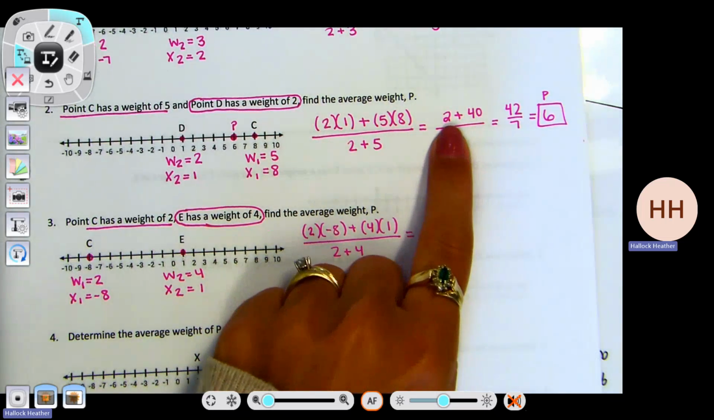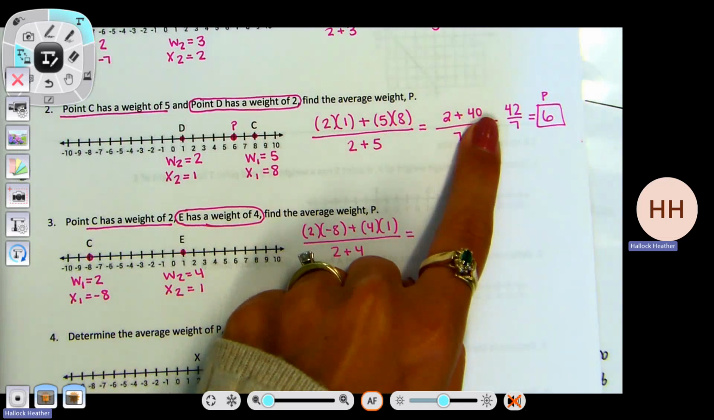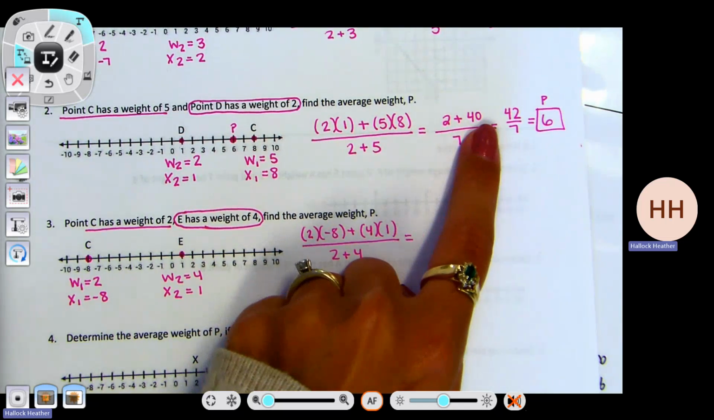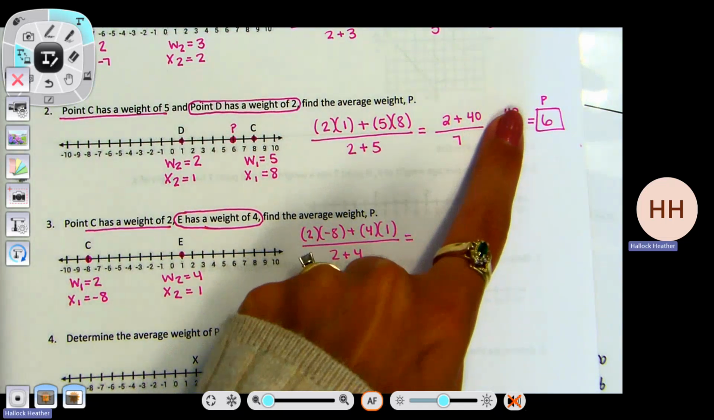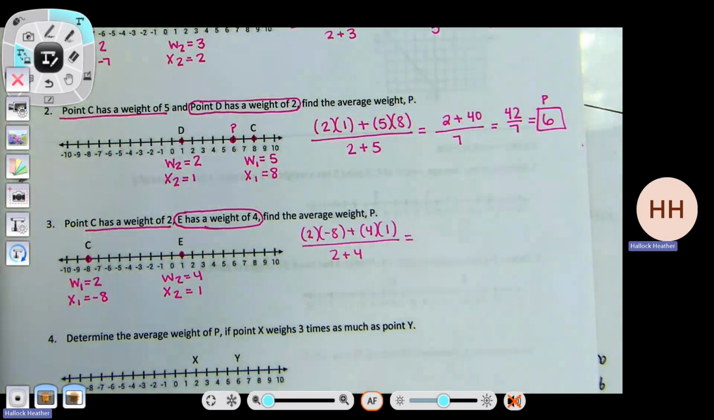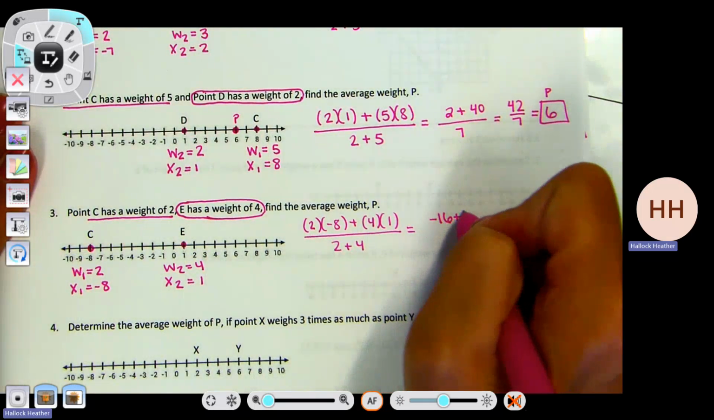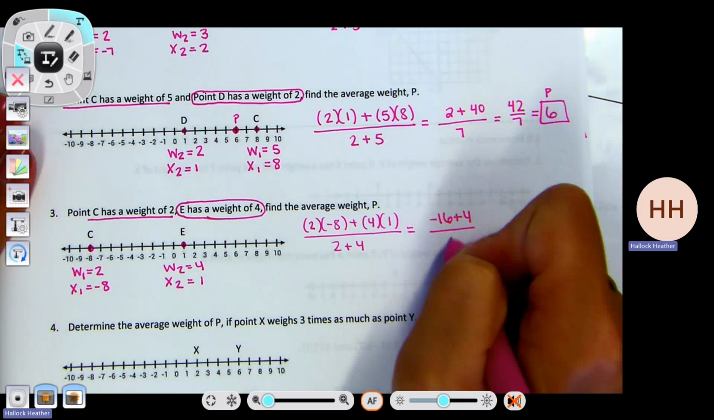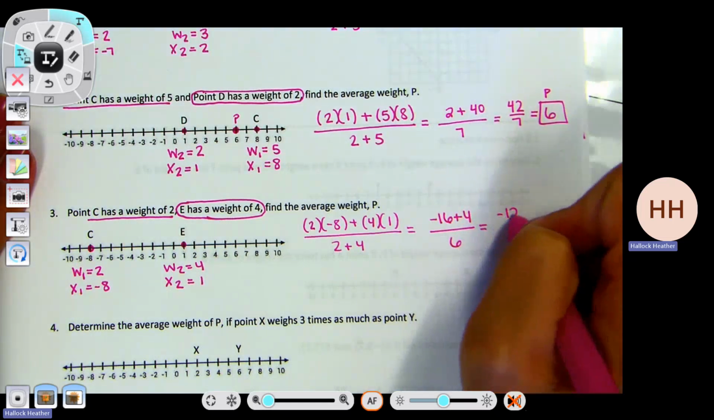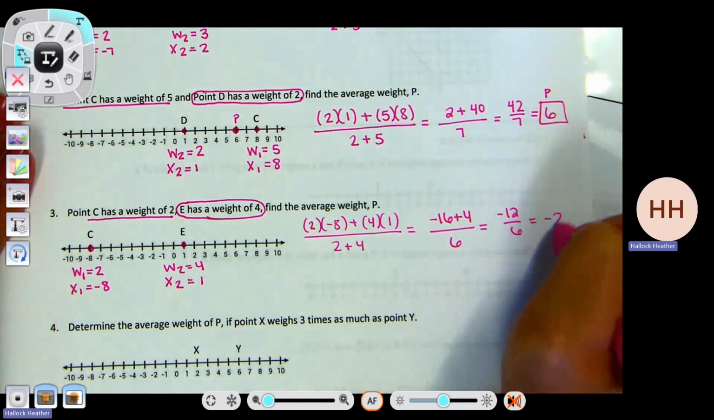Because it would have been 40 plus 2. Instead, it's 2 plus 40. But it gets the same thing. So it doesn't really matter which one is x1 and x2, as long as you have the weight with the proper point, the formula will still work out. The only thing you can't switch is that the weights can't be with opposite points. So you should get negative 16 plus 4 divided by 6, which is negative 12 divided by 6. So you should get negative 2.